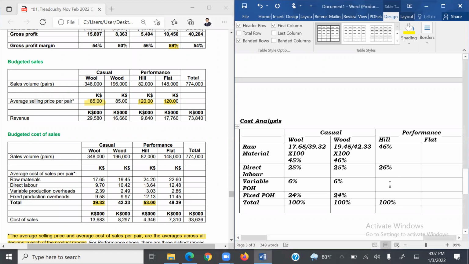Students, can you do it for the variable production overhead as well? How much is the variable production overhead coming at the moment? It is at 6%, if I'm not mistaken. And the fixed production overhead is somewhere around 23%, if I'm not mistaken. A slight difference may be there. Excellent. Students, can we do it for the flat products also?